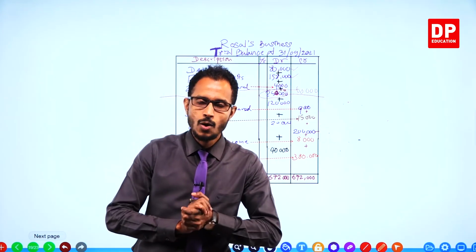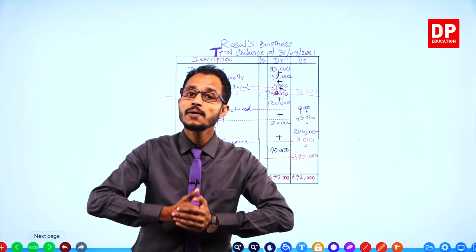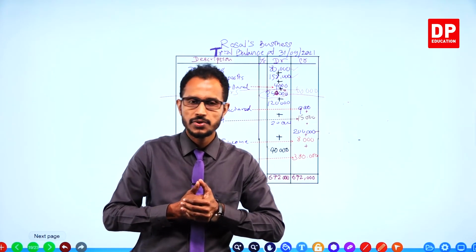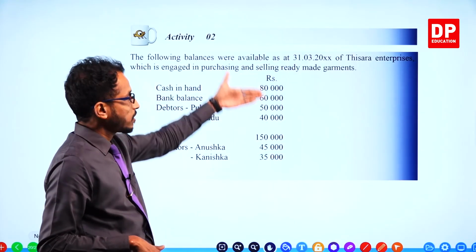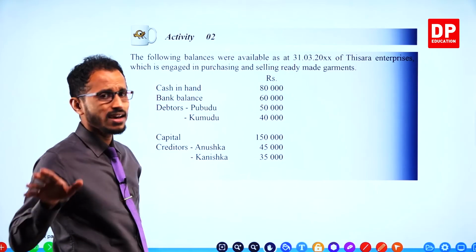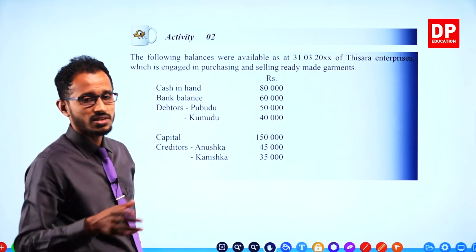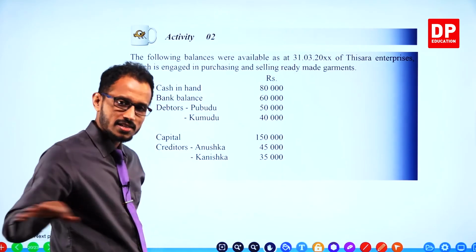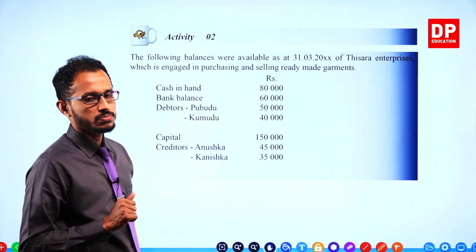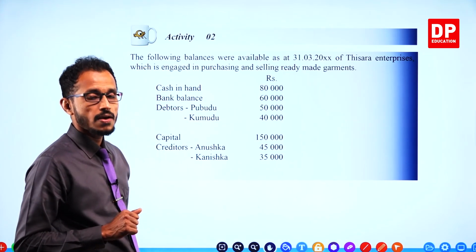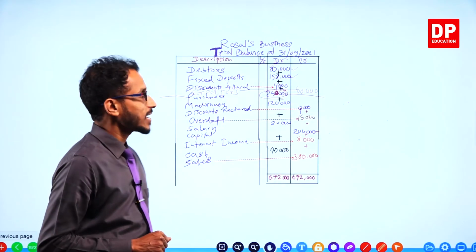That's great. I hope to see you soon with the next exercise in the textbook, that is activity 2. We have to prepare an entire set of prime books and the relevant ledgers, finally balance the ledgers and prepare the trial balance with the ledger balances. We are going to do that in the next session.